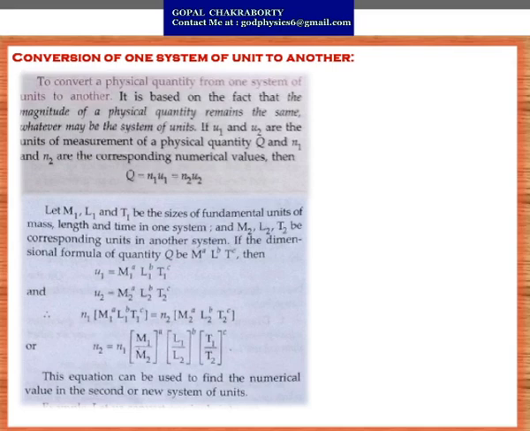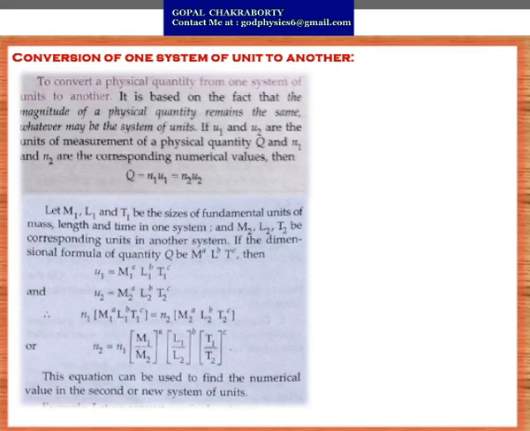that's equals to n2 within square bracket m2 to the power a, l2 to the power b, and t2 to the power c. Now rearranging, we can write n2 equals n1 into within square bracket m1 by m2 whole to the power a, within square bracket l1 by l2 whole to the power b, and within square bracket t1 by t2 whole to the power c.